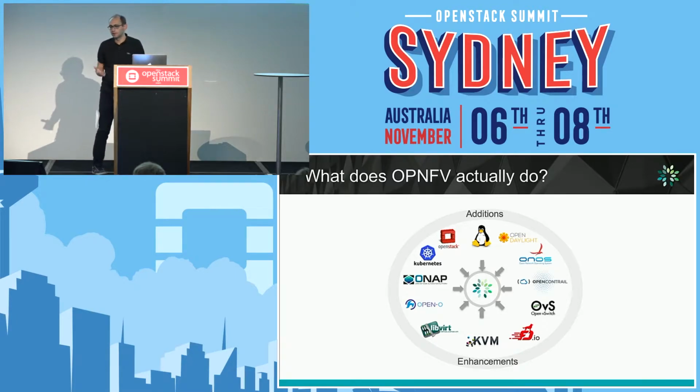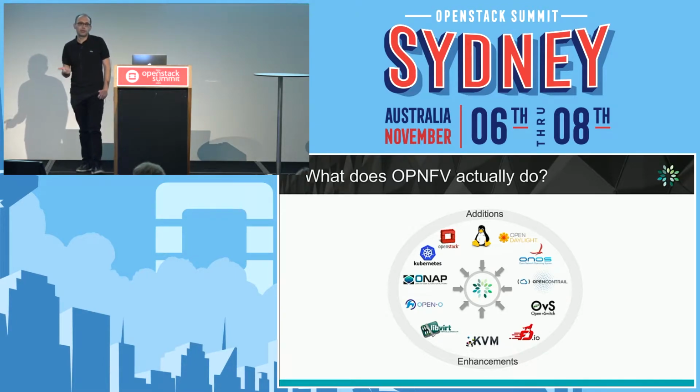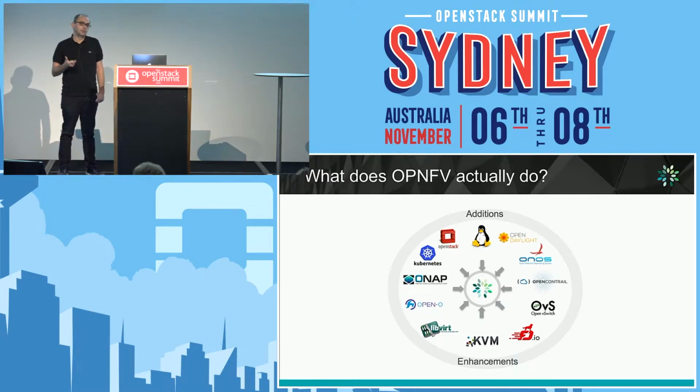But the main thing here is we directly work in upstream. We don't keep any source code in OPNFV except test cases or infrastructure or CI/CD stuff. And we do end-to-end system integration and testing.